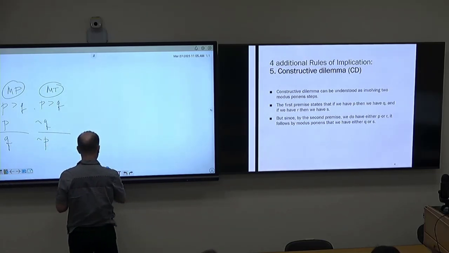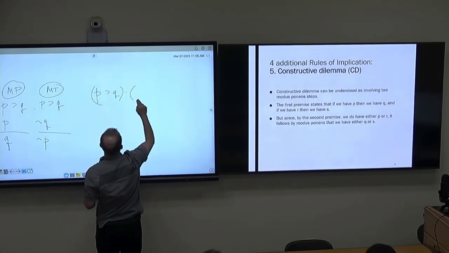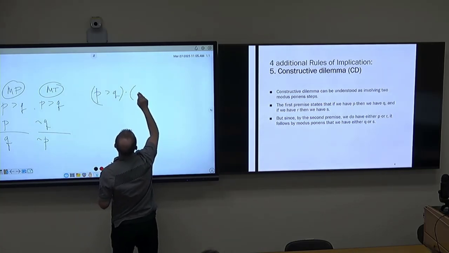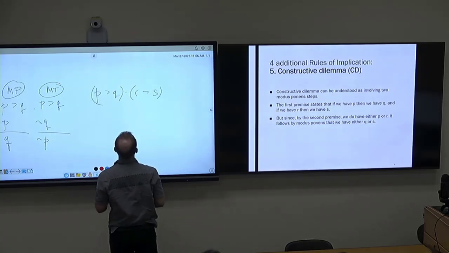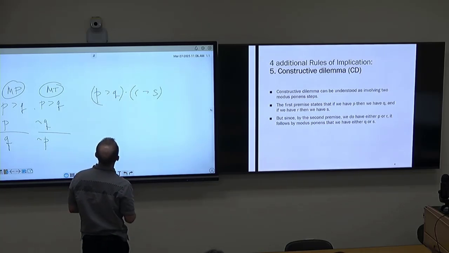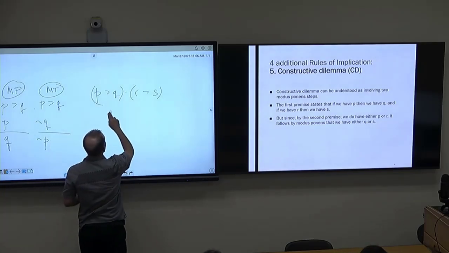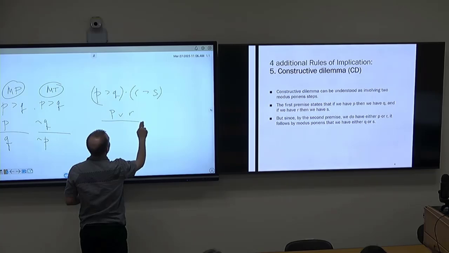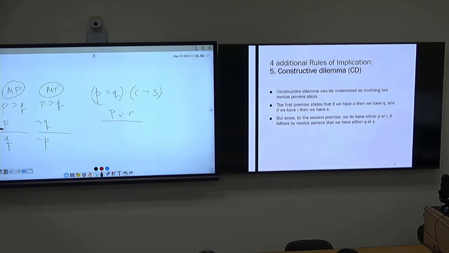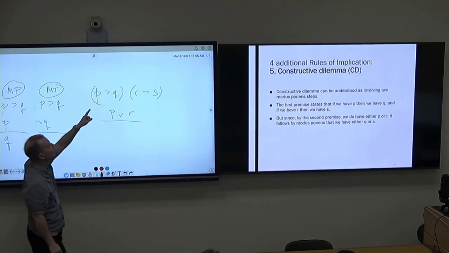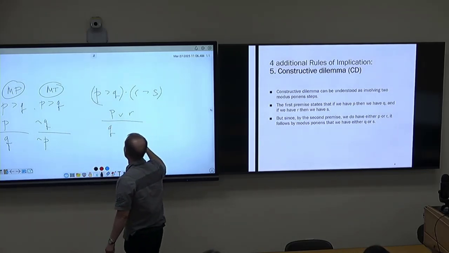So if we have something like this: if P then Q, and if R then S, that's our first premise, right? And the second premise is that it is either P or R. Now, if you look at modus ponens, if P then Q, P would lead to Q, right? And if R then S, R would lead to S.